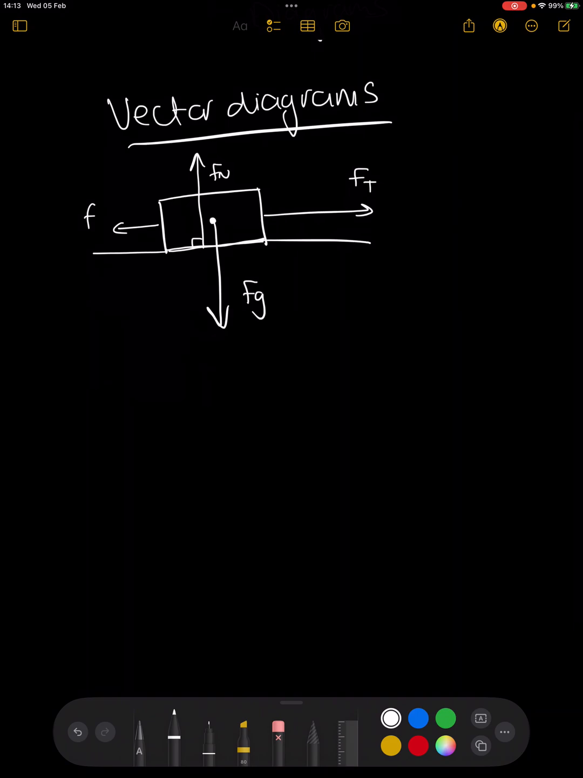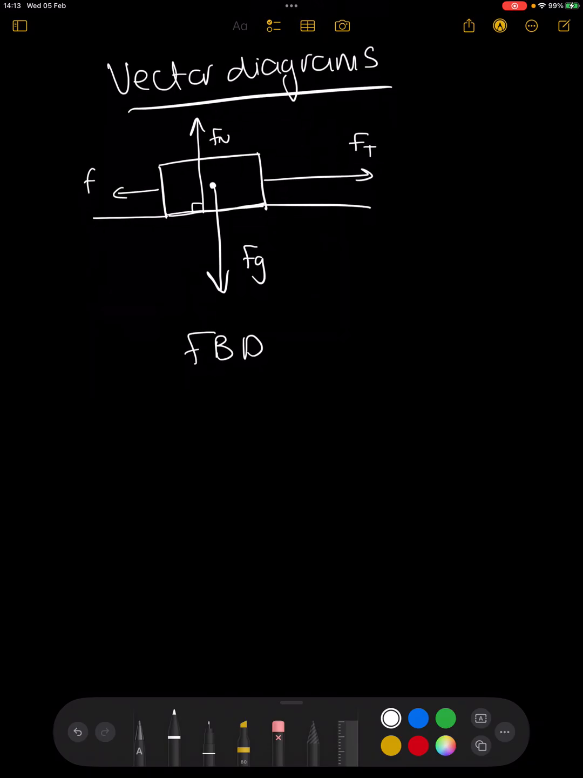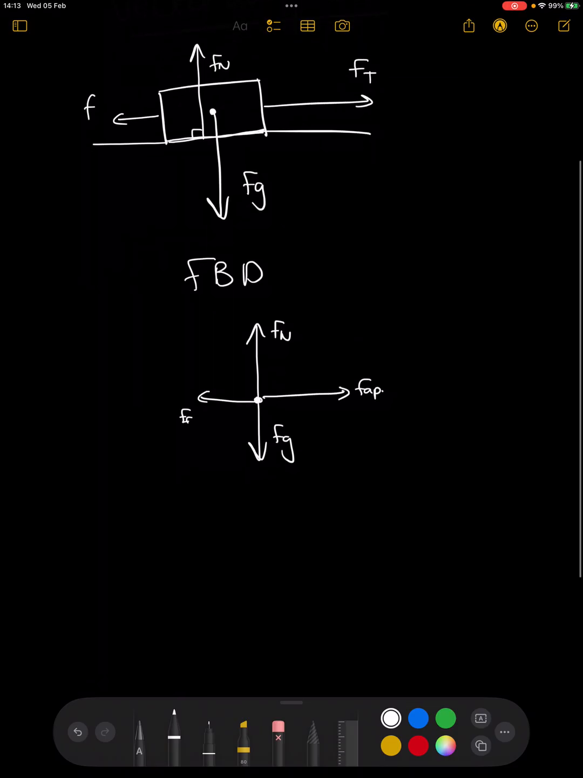So if I had to draw the free body diagram for this specific block over here, I'm going to show my block as a little dot in the middle, and then my normal force going upwards, my FG going down, my applied force, and my frictional force. Your forces need to be in relation to each other, so my FG is maybe a little bit too short because it's not moving vertically. The FN and the FG perfectly cancel each other out.